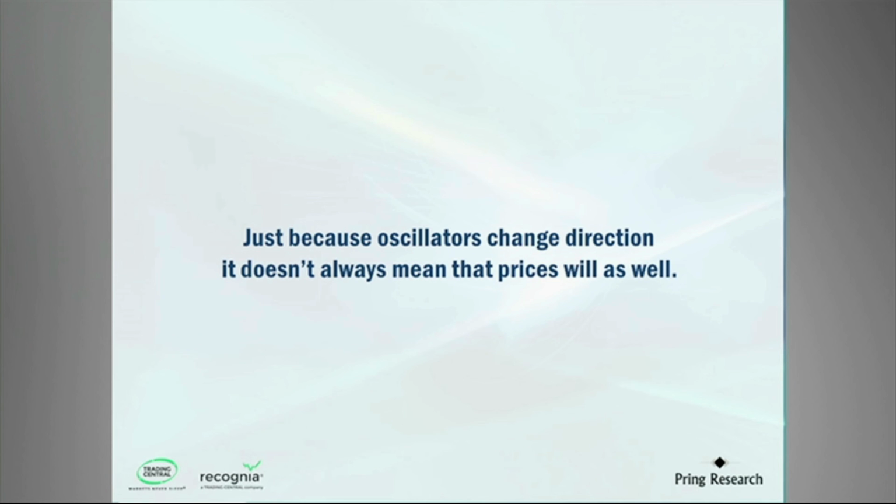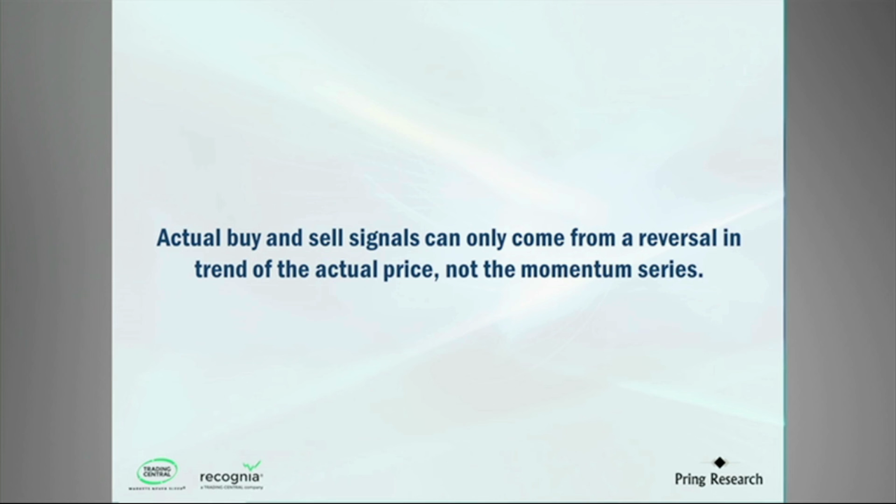But I reiterate again, just because oscillators change direction doesn't always mean that prices will too. Normally, a reversal in the momentum trend acts as confirming evidence of a price trend reversal signal. In effect, this momentum signal performs the act of supplementary witness in our weighted the evidence approach. I'll have more to say on this a little bit later. But for now, let me recap that actual buy and sell signals can only come from a reversal in the trend of the actual price, not the momentum series.